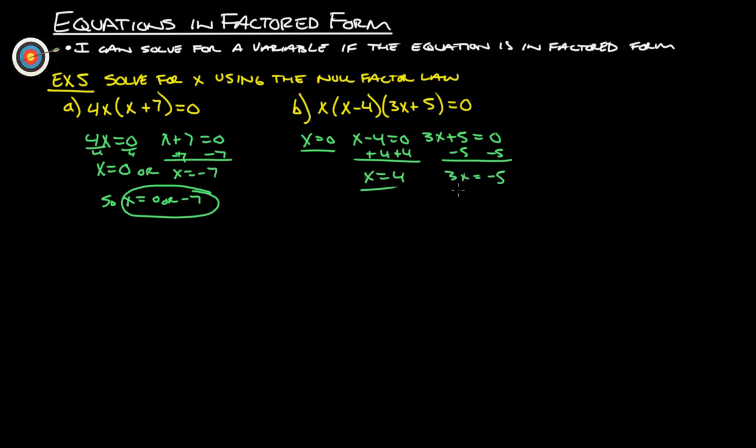3x equals negative 5. Divide both sides by 3, and x is negative 5 thirds. So our 3 different answers for that would be when x equals 0, 4, or negative 5 thirds. Those would be our 3 different possible answers for this one.